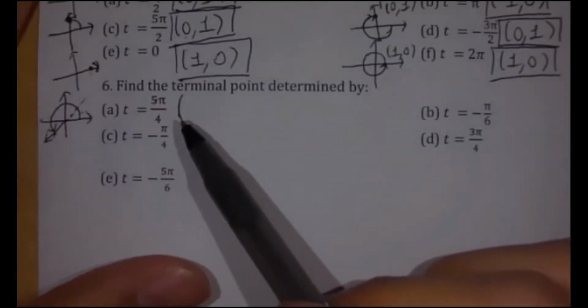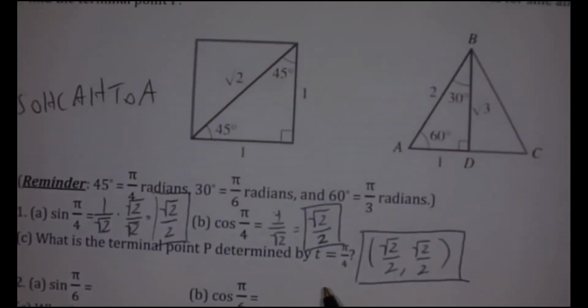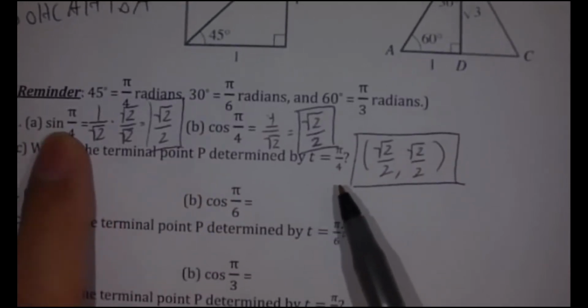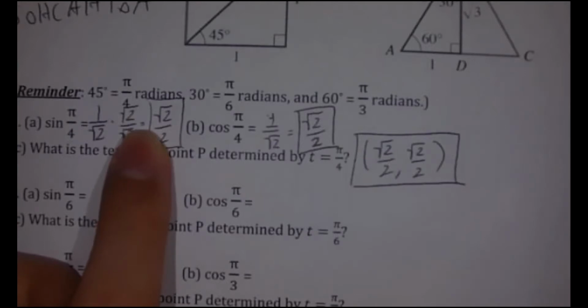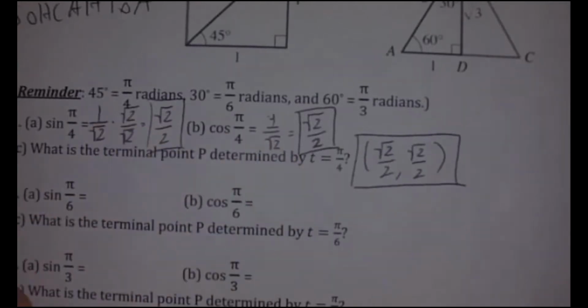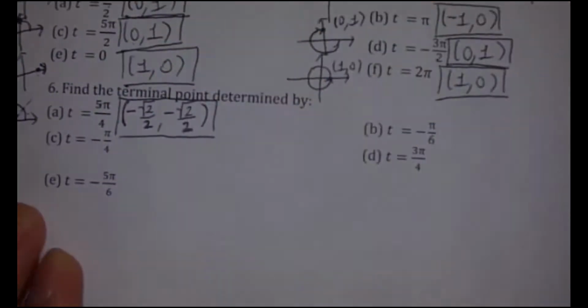But as we know from the previous question, question number 1 here, we know that the sine of pi over 4 and cosine of pi over 4 are both root 2 over 2. The only thing we have to adjust is the sign. Okay, so root 2 over 2, keep that in mind. So negative x coordinate, negative y coordinate, it's just going to be negative root 2 over 2, comma, negative root 2 over 2. Okay, all right, that's your first answer.